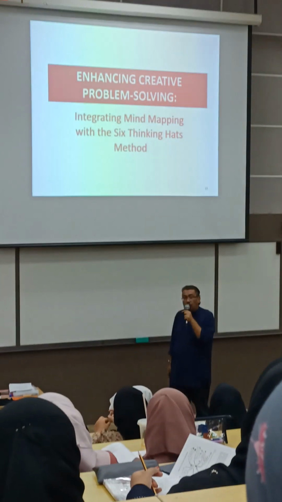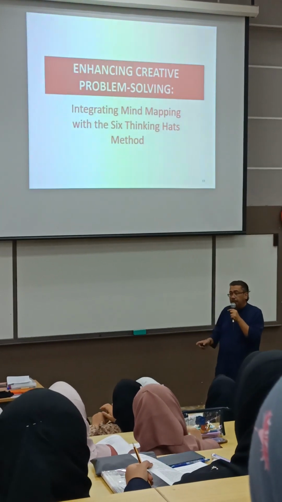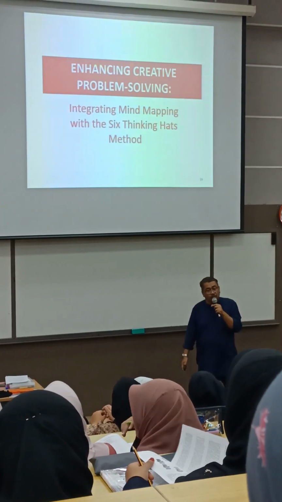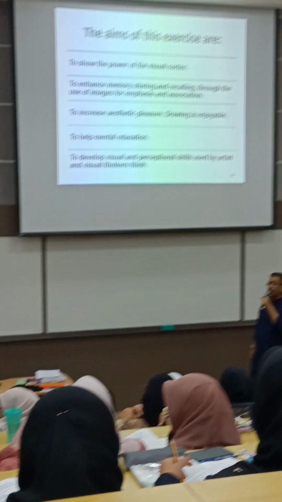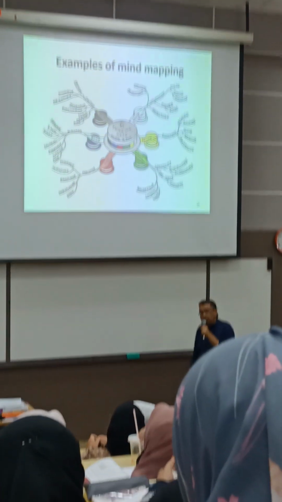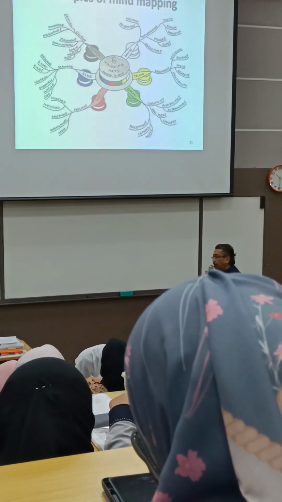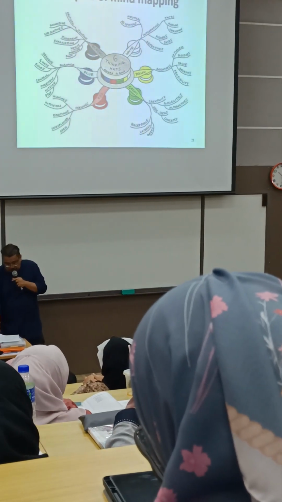Alright. So on top of mind mapping, there is another one by Edward de Bono. They call it Six Thinking Hats. So I want to summarize this. For instance, this is how they combine mind mapping with the Six Thinking Hats. So what are the Six Thinking Hats? I'll give an example, with their colors.